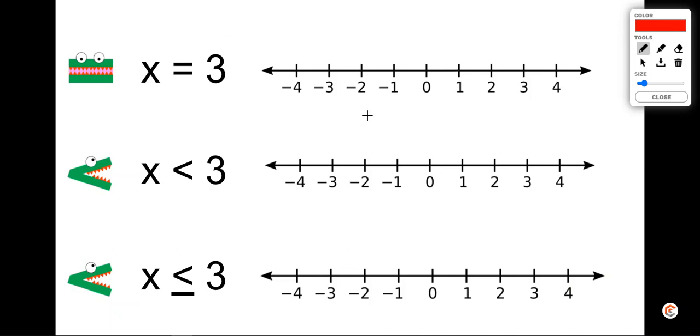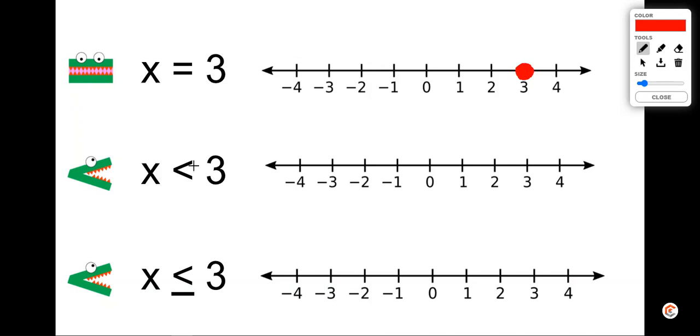So if I were to put this on a graph, the only thing that this particular alligator is interested in is the number 3. If it's not a 3, that alligator is not going to eat it, okay? It's the only one thing, okay? He's got his eyes on the 3.